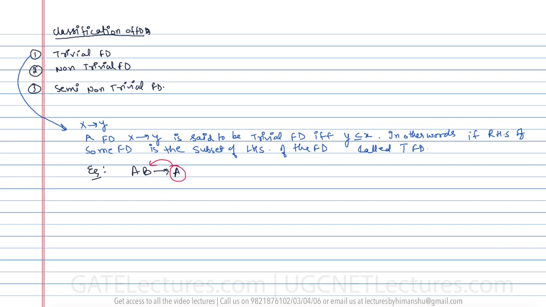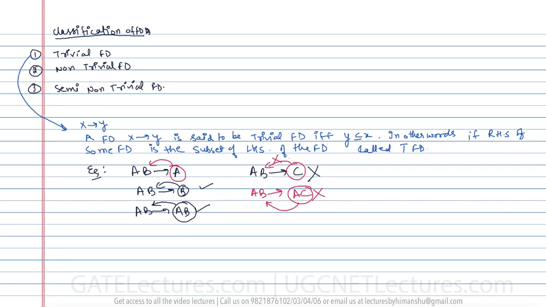The next one, AB determines B. Now the right hand side is a subset of AB, therefore it is a trivial functional dependency. If I say AB determines AB, that is also a trivial functional dependency because AB is a subset of AB itself. Now if I say AB determines C, it is not a trivial functional dependency because the right hand side is not a subset of the left hand side. If I say AB determines AC, again it is not a trivial functional dependency because the right hand side is not purely a subset of the left hand side.